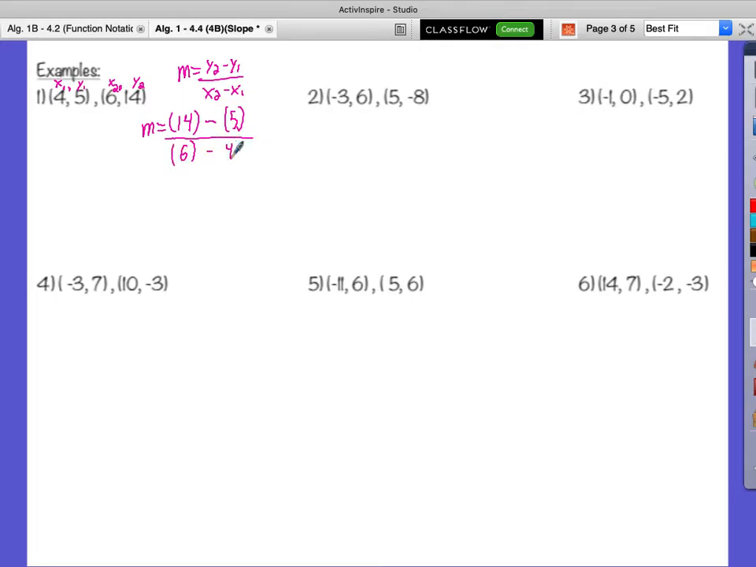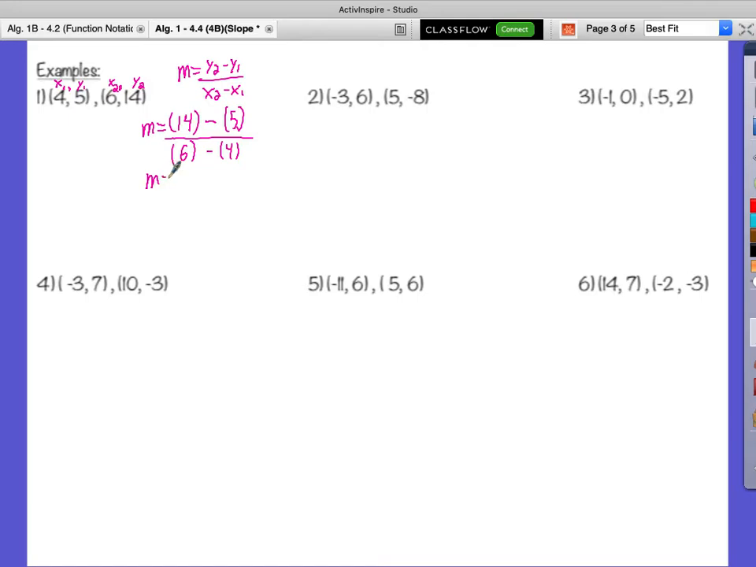6 minus 4. Okay. It goes over that 6 minus 4 there. So I'm plugging those in because 14 was first for our y's, 6 has to be first for our x's. Okay? Because 5 was second for the y's, that 4 has to be second as well.